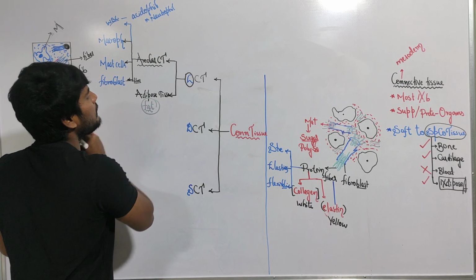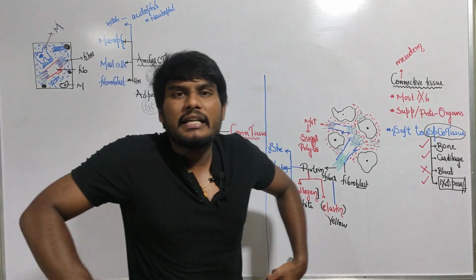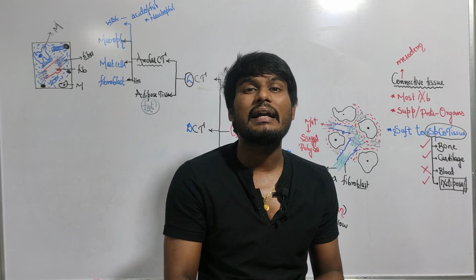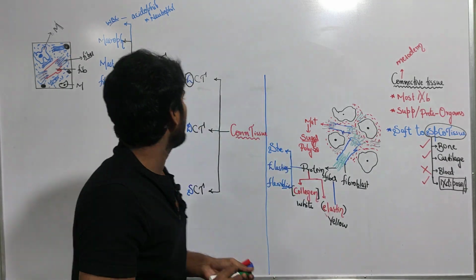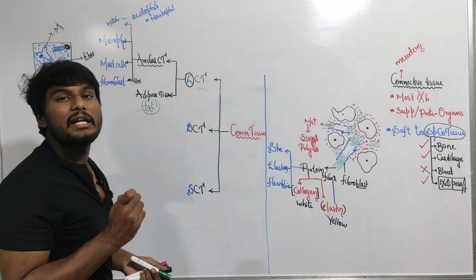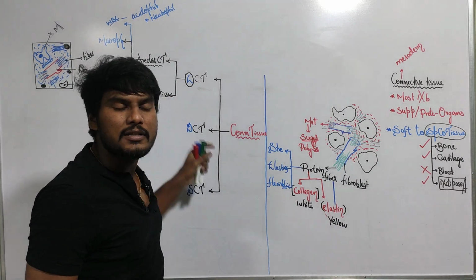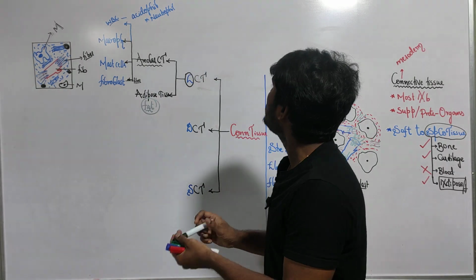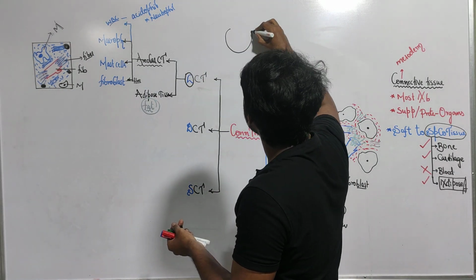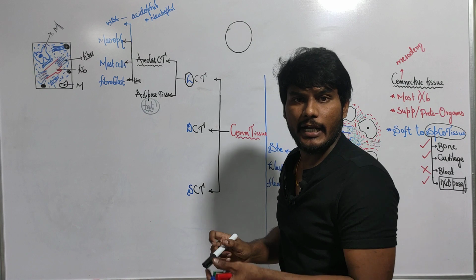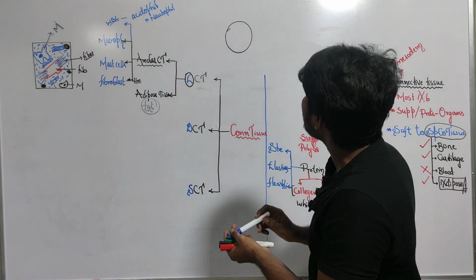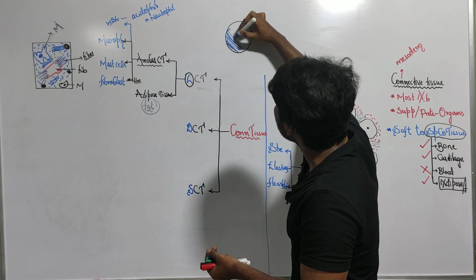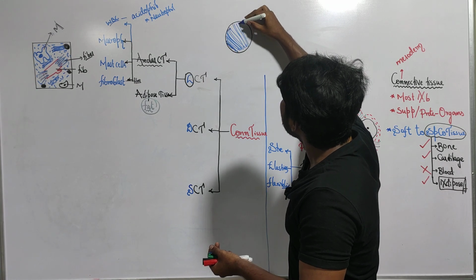Which is accumulated in the abdominal region, in the trunk region, or in the thighs, and accumulating under the skin. So adipose tissue means nothing but fat storing tissue. Tissue means a group of cells. These group of cells are specialized to store the fat. How will the cell be? This is the adipose fat cell, and inside this fat cell it is storing the fat. All this is the fat.